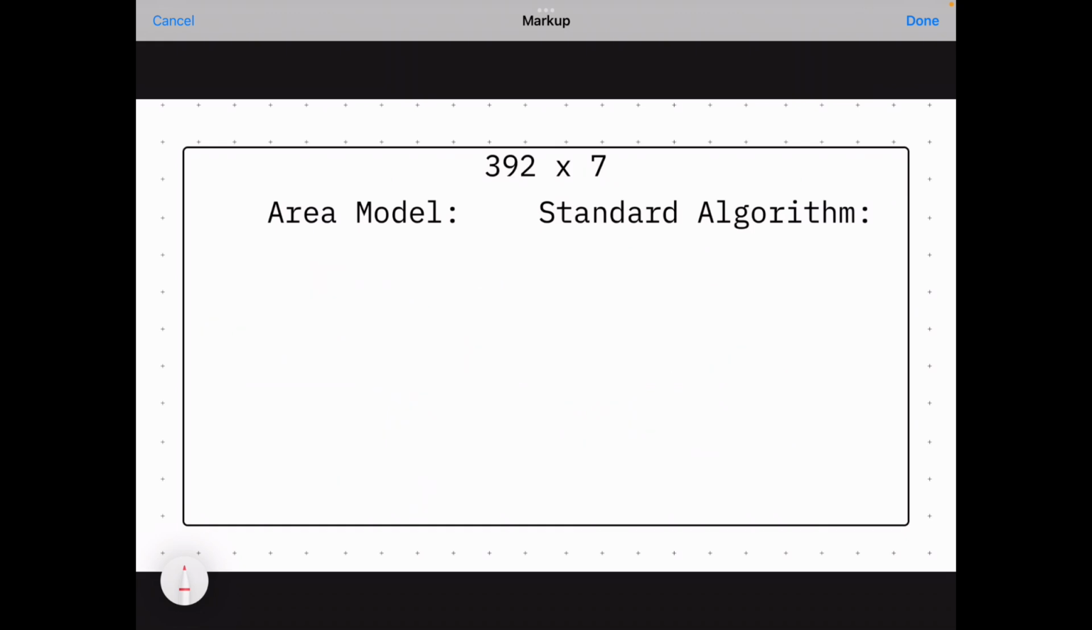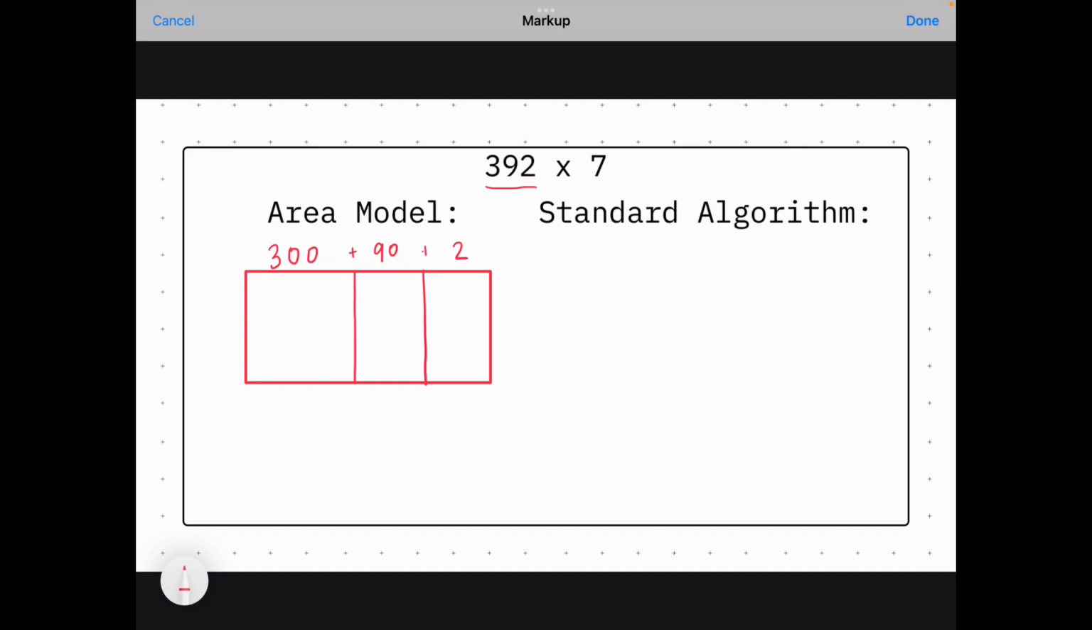Last one, this time I have to set it up completely. So starting from nothing, I'm going to start with my large rectangle, and then I'm going to break this into however many chunks my first number has. So in this case, I have 392, which is 3 digits. So I have my 300, my 90, and my 2. Expanded out, 392. Multiplying times 7.